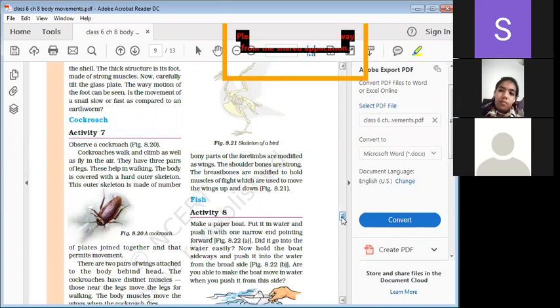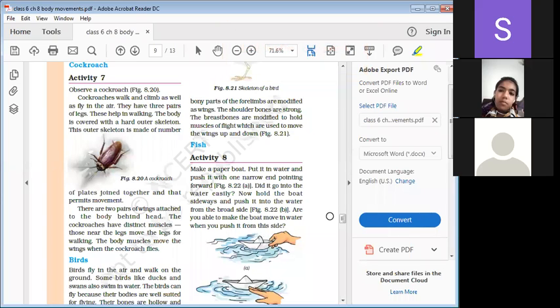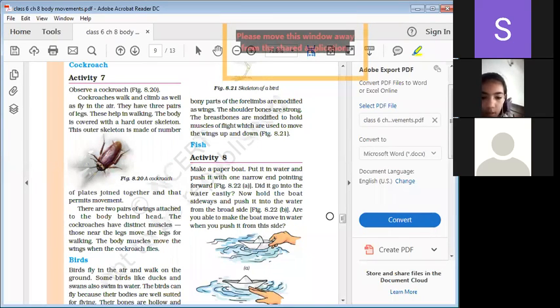The figure of the cockroach is seen in 8.20. The body is covered with a hard outer skeleton. This outer skeleton is made of a number of plates joined together and that permits movement. There are two pairs of wings attached to the body behind the head, which help it to fly. It has a hard structure which helps it to climb. It also has three pairs of legs which help it to walk.